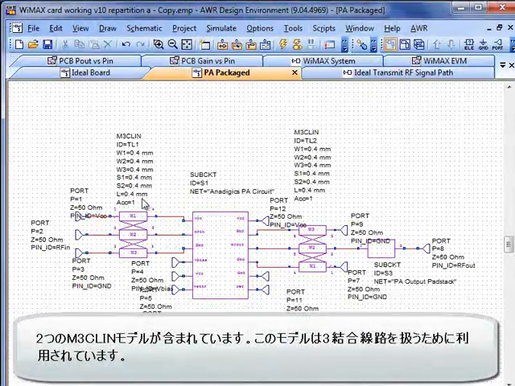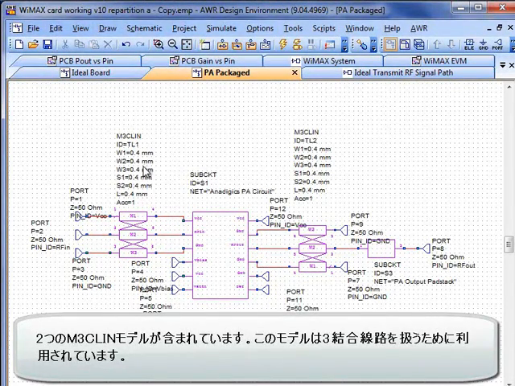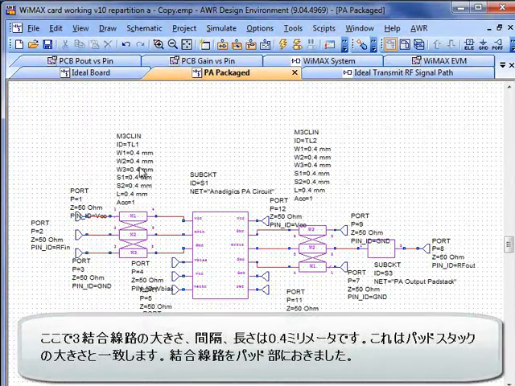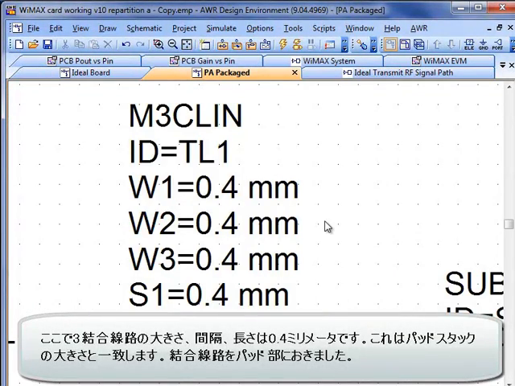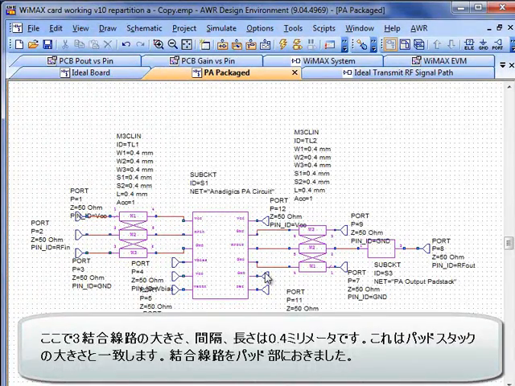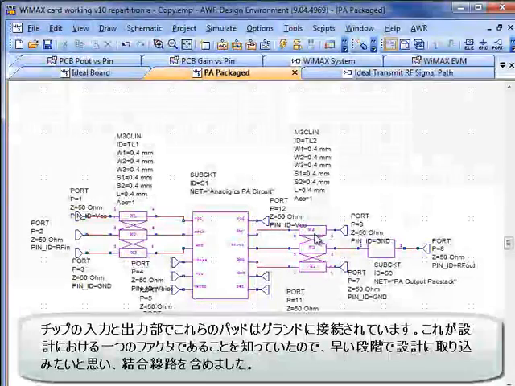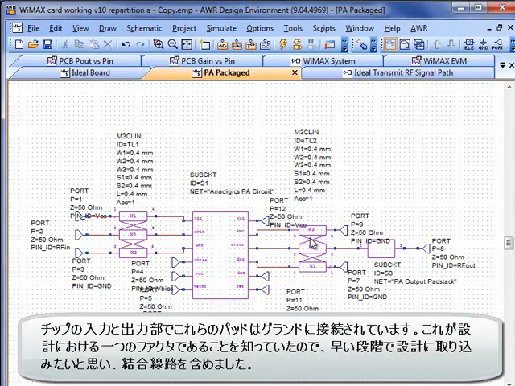I've also included two M3 coupled line models, and the M3 model is something that we want to use for three coupled lines put together. Now the sizes and dimensions I've chosen for my three coupled lines here, you can see it's rather small: 0.4 millimeter spacing, 0.4 millimeter width, and 0.4 millimeter length. I've chosen that because that's going to be the size of my pad stacks. And where I have coupled lines in my pads that I'm very concerned about, like on the input of the chip here and on the output of the chip here, with these pads going to ground, I want to be able to incorporate that into my design in a very immediate way. I want to incorporate it very early in my design process because I know it's going to be a factor in my design.